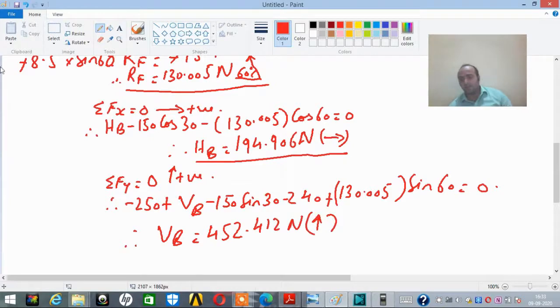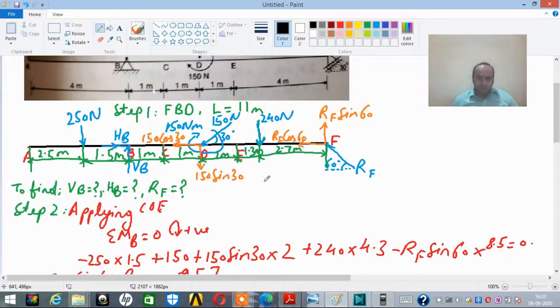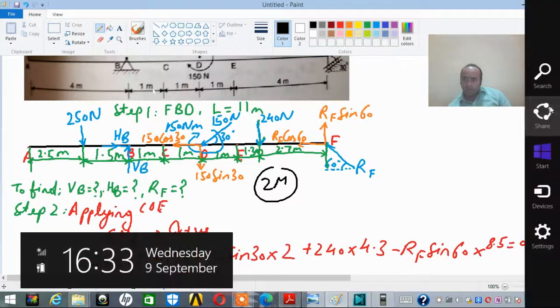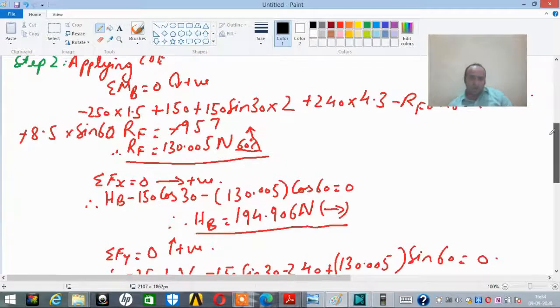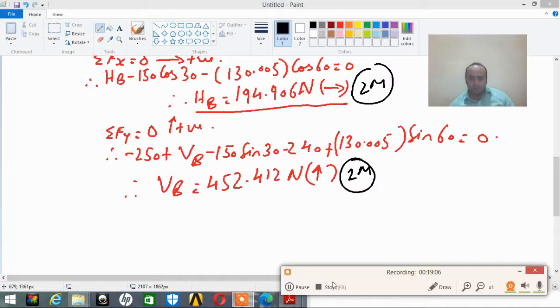The directions are correct. Now let us write down how the marks are going to get distributed one by one. The correct FBD gives you 2 marks in the exam. Correct value of RF gives you 2 marks. HB gives you 2 marks. And last, VB gives you 2 marks. This is the way the 8 marks are going to get split. And this is the way the problem is going to be completed in the university paper.